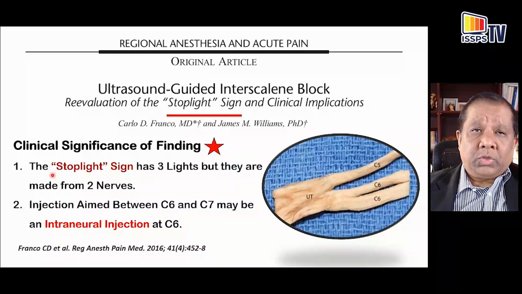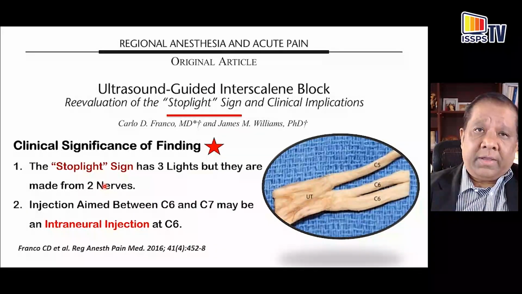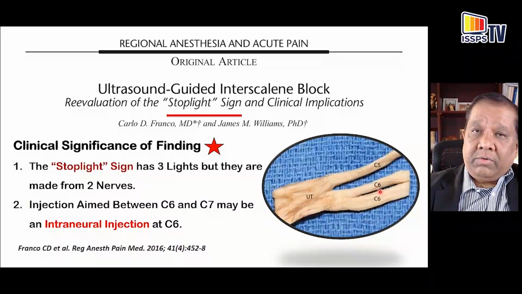So therefore, they go on to conclude that the stoplight sign actually has 3 lights, but they are only made up of 2 nerves. This has clinical significance because if you misidentify the 2 elements of the C6 as C6 and 7 and you place your needle between the 2 elements of the C6, that would amount to an intraneural injection and may result in devastating neurological sequelae postoperatively.